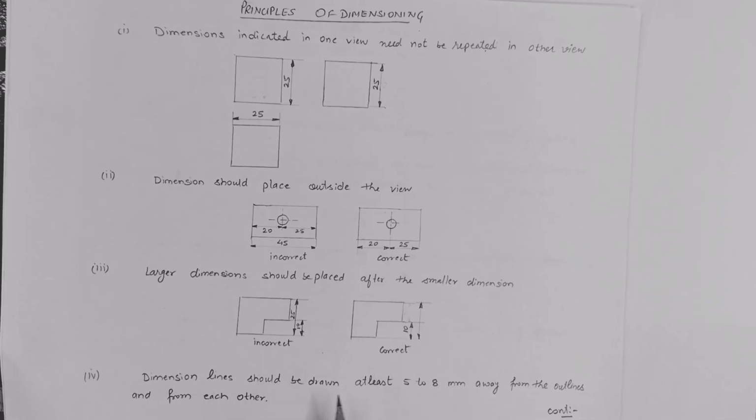Dimension lines should be drawn at least 5 to 8 mm away from the outline and from each other. So we have to make this distance, or separation, uniform.